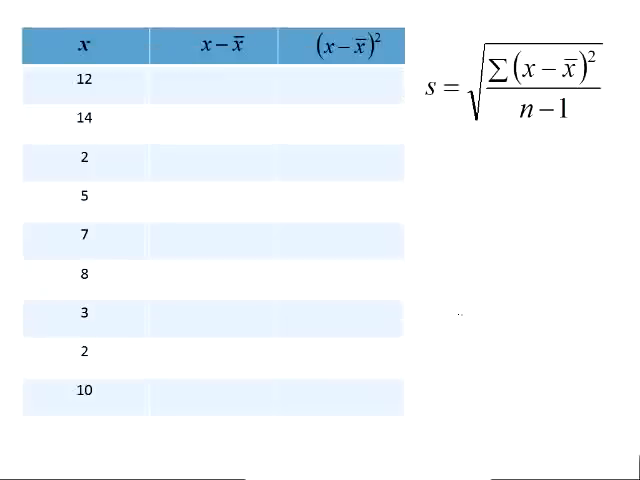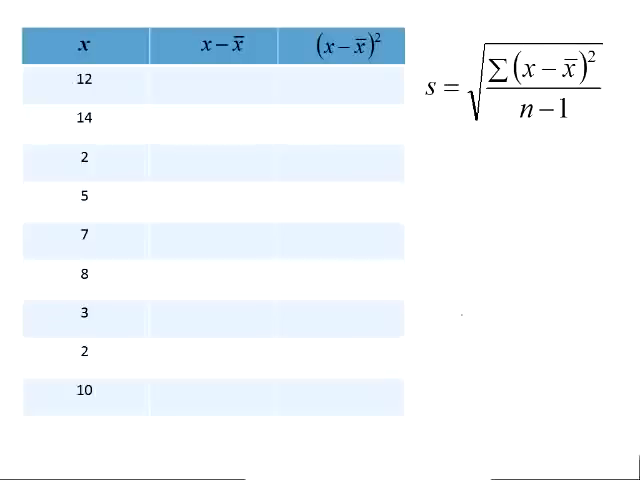So what we've done here is created a table to help ease the calculations, and try and keep everything in order. We've got a column for our X values. Those are just our data values from the previous slide. Now the middle column will be the deviations from the mean. And in the last column, we're going to square the deviations. So let's fill out the second column knowing that the mean is equal to 7.